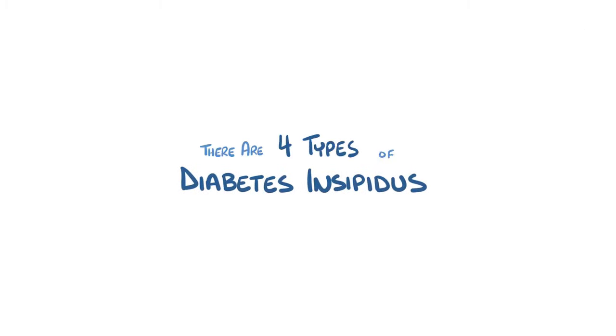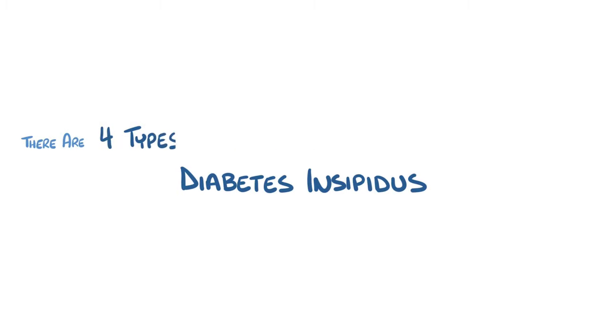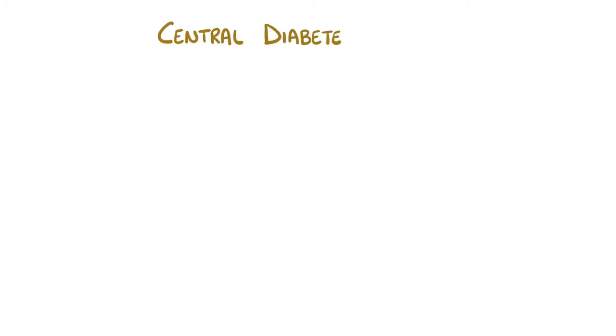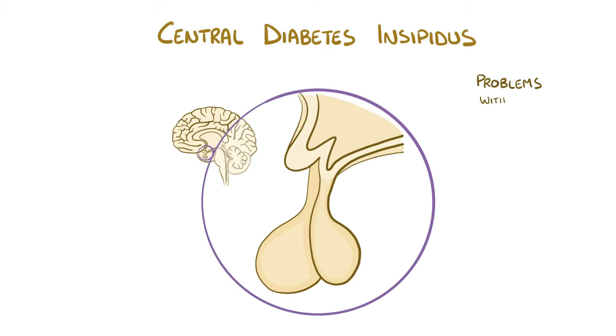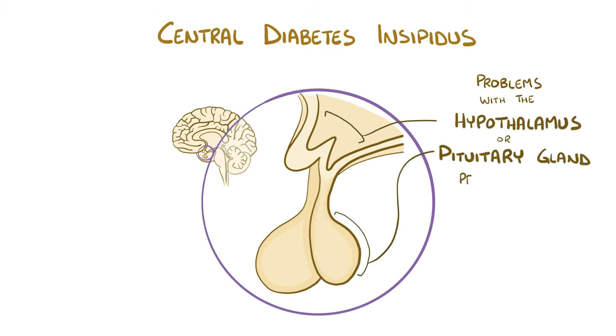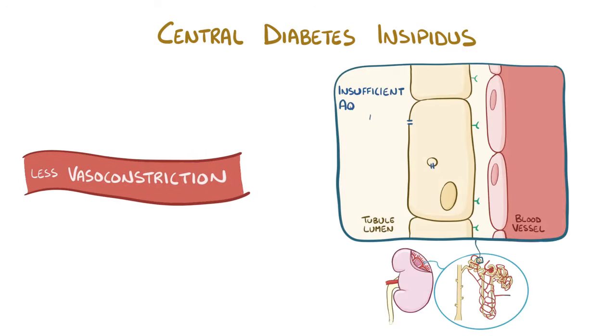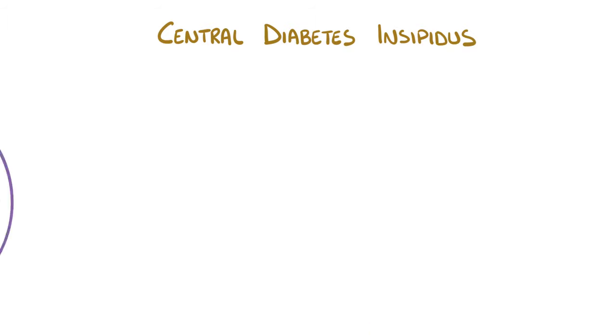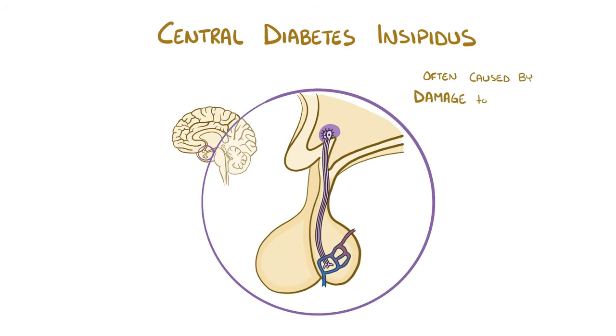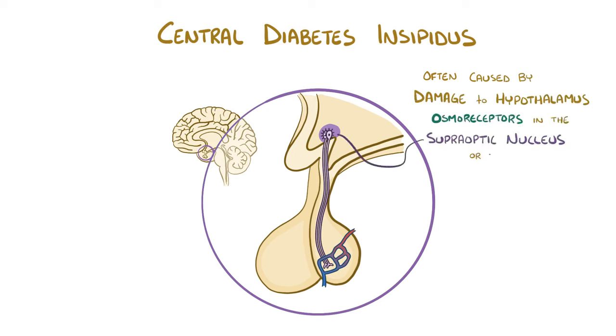There are four types of diabetes insipidus, each with its own underlying cause. The first type is central diabetes insipidus, which is when there's a problem in the hypothalamus or pituitary gland preventing ADH production or release. As a result, there's insufficient ADH in the blood, and that means that there's less vasoconstriction, and that there aren't enough aquaporins in the kidneys. Central diabetes insipidus is often caused by damage to the hypothalamus, osmoreceptors, the supraoptic nucleus, or the supraoptico-hypophyseal tract. But in other cases, the exact cause is hard to identify.